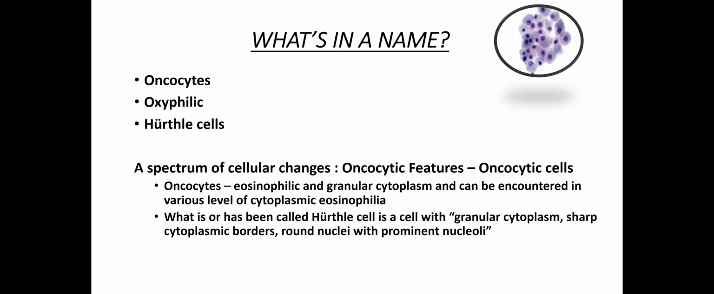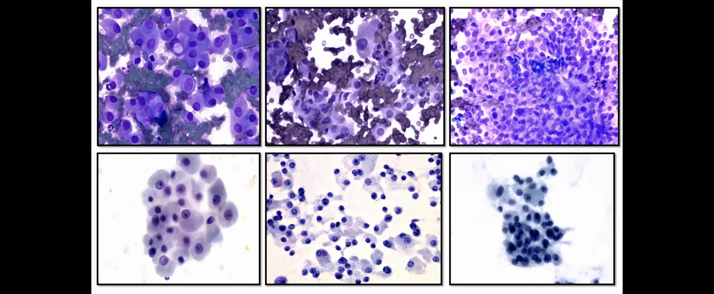So thinking about the name, the oncocyte, as we know, has granular cytoplasm, round nucleus, and prominent nucleolus. They have been called oncocytes, oxyphilic cells, and we talked about the term Hertel. There are cells within the thyroid that can have varying amounts of cellular changes, and those are described as oncocytic features. And then you have true oncocytes, which we know have sharp cytoplasmic borders and those prominent nucleoli. So one has to think about those terms, and that brings in a lot of differential diagnoses in your head to really think about how these lesions are going to behave.